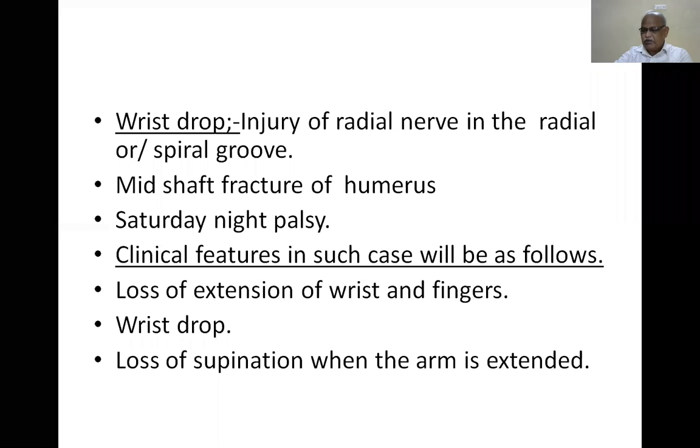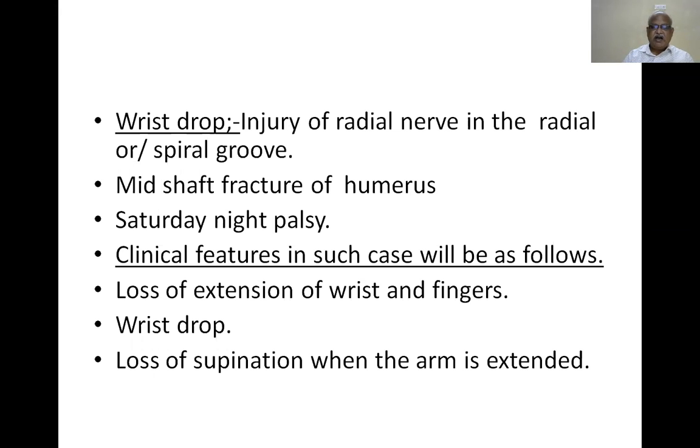So the wrist drops because the extension action is lost. The flexion action is not counterbalanced by the extension, so flexor action dominates and wrist drop occurs. Then there is loss of supination when the arm is extended.